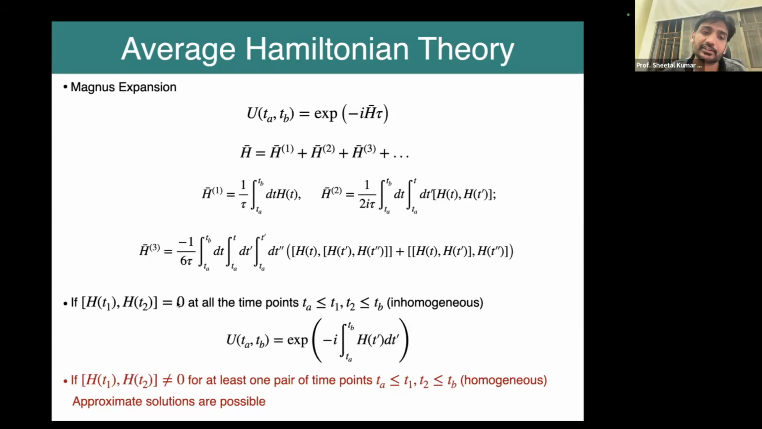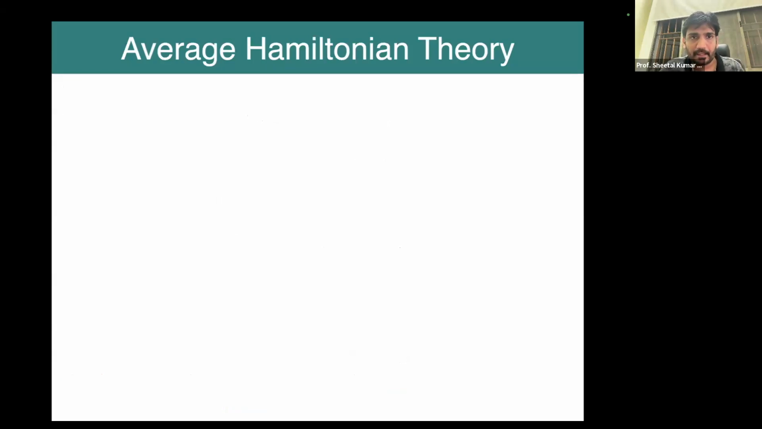However, if this does not commute, in that case, we need to make an approximation and truncate the series at some point. And this is called homogeneous in the terminology by Waugh and Maricq. So we need to do this approximation, and the goal is to make this approximation as good as possible.